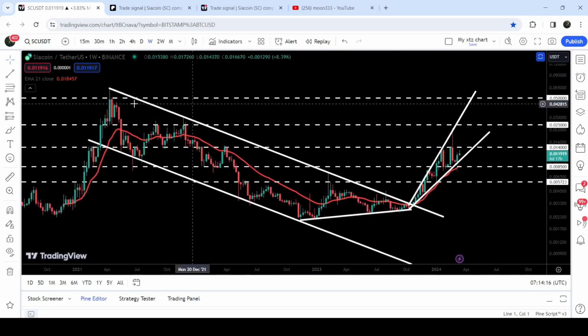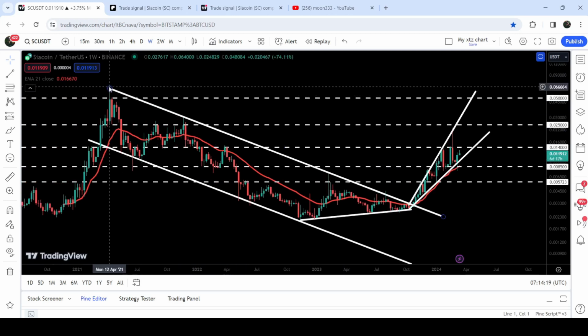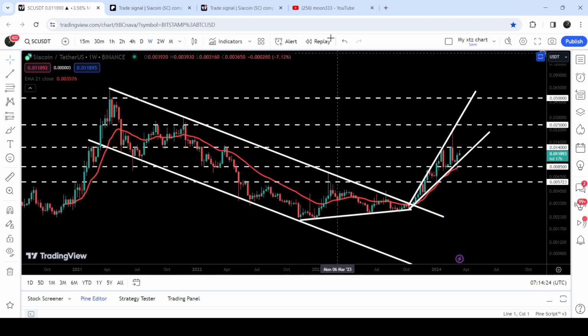Now, if we take a look at the final target for this huge breakout from this big down channel, that is here at the top of the channel, between 6.5 cents and 7 cents. So this was the update so far.